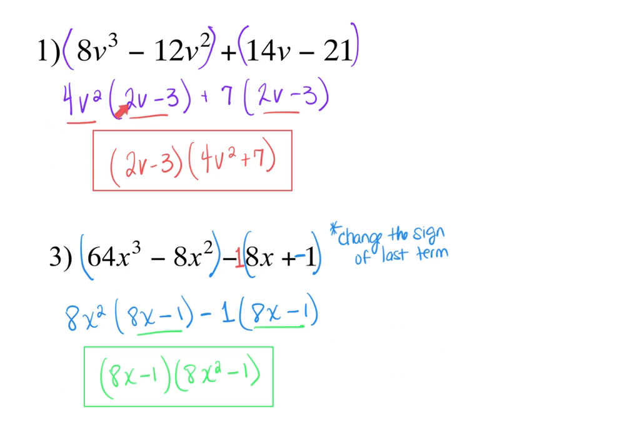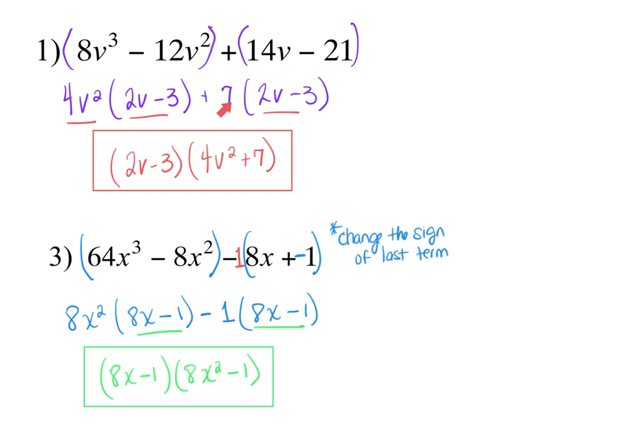8 divided by 4 is 2. I had 3 v's, I took out 2, I had 1 left over. 12 divided by 4 is 3. I had 2 v's, I took 2 out, the 3 did not have any left. Then I put my plus, and I looked at these two.